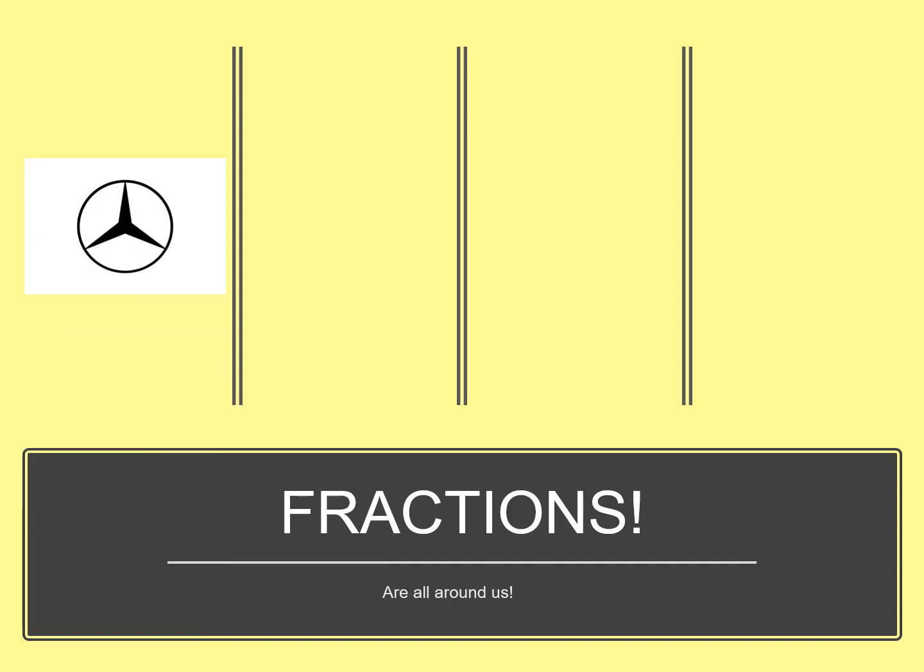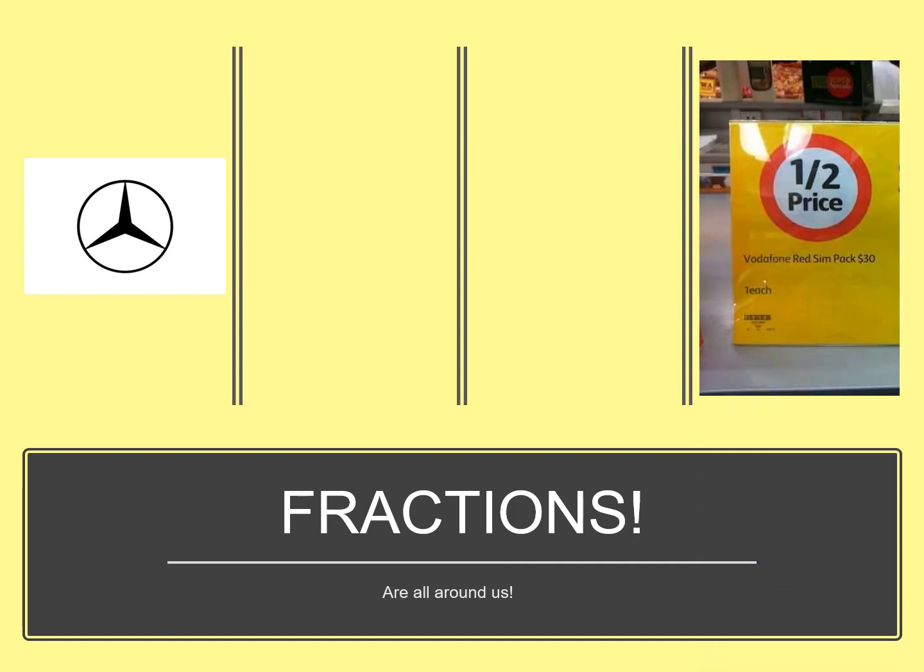so what's the fraction here? You can see a circle and a symbol. You might recognize which company uses that logo, but when I see that, I also see a fraction. What fraction can you see? This one you might see in a sale. So here it is 1/2, which you might know is half price. This sim pack is $30 now. How much was it before it was half price?